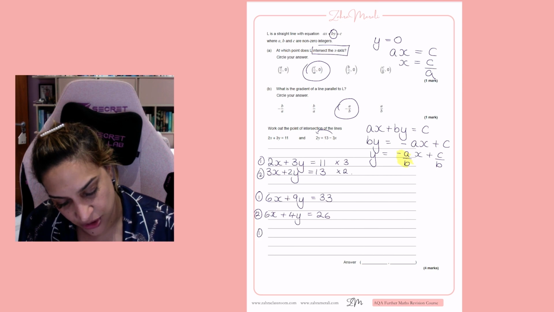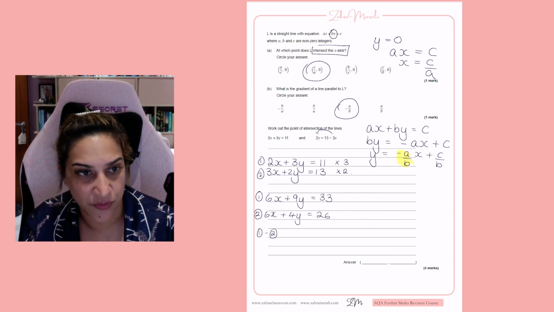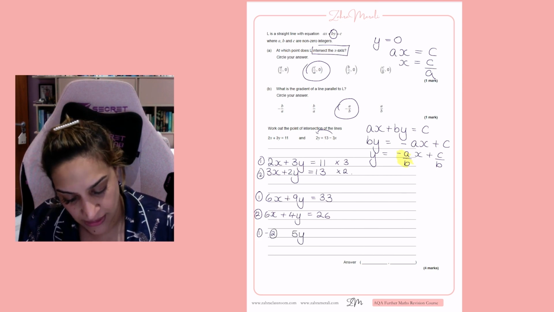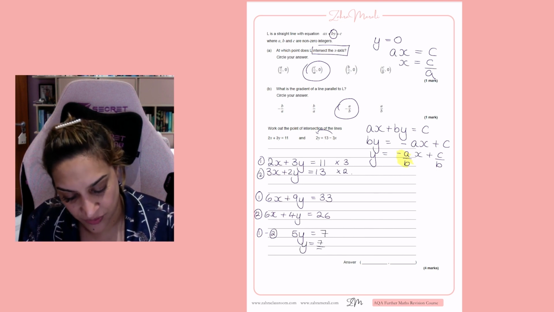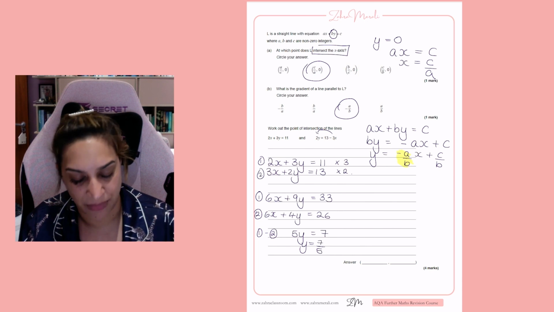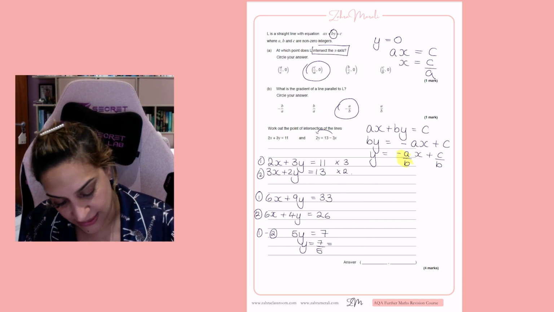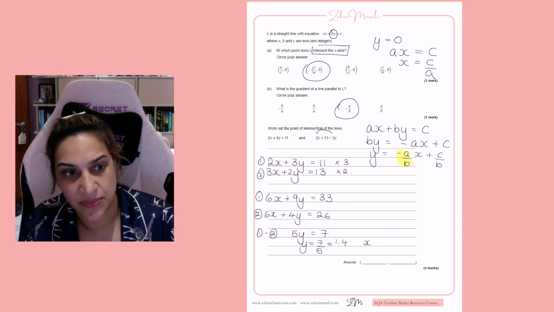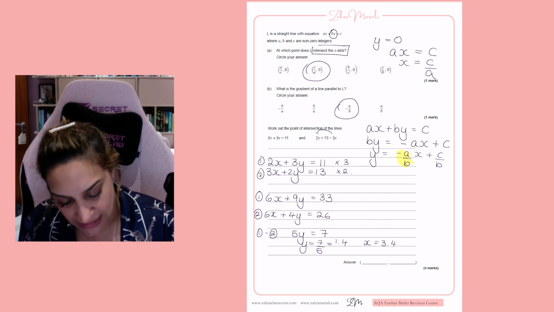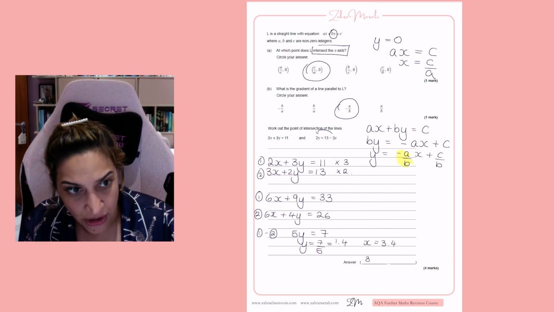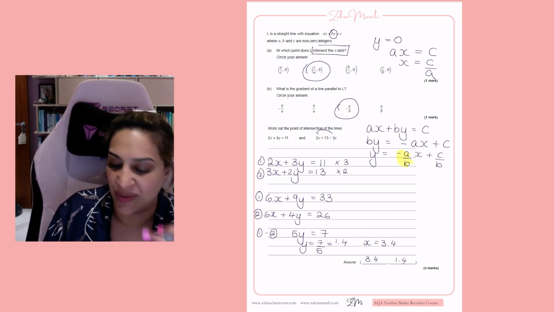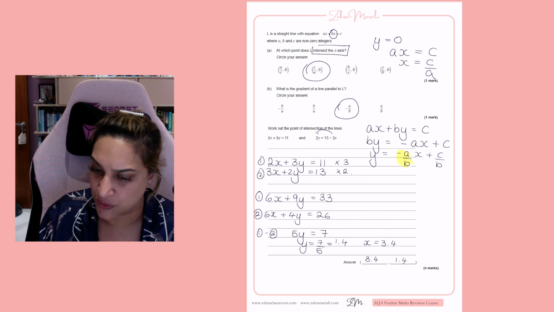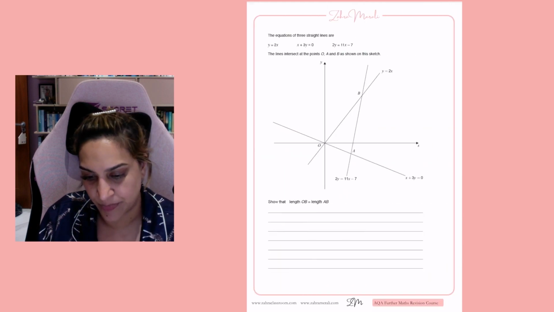I can take them away from each other. 9 minus 4 gives me 5y, that gives me 5y equals 7, so y is 7 over 5. I might want to write that as 1.4, and I substitute it back in and get x as 3.4. If you want to go through this slowly, we've done it in the algebra section. There was the exact same intersection question when we were talking about simultaneous equations.